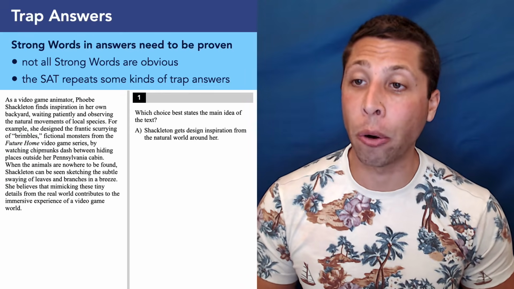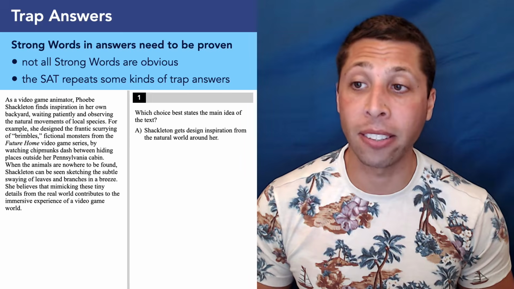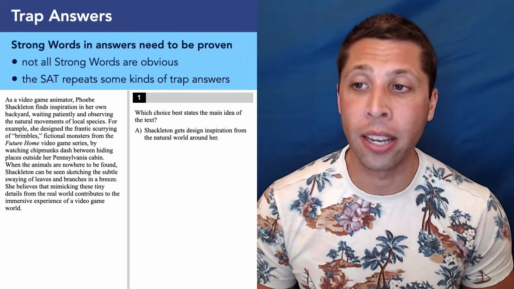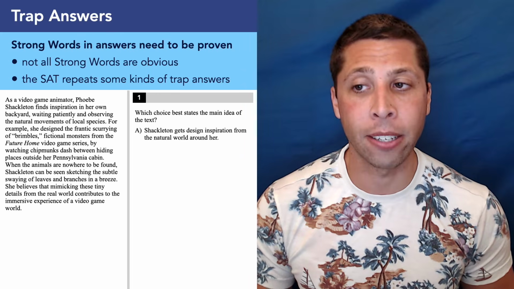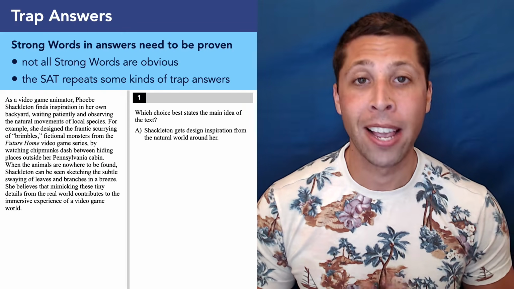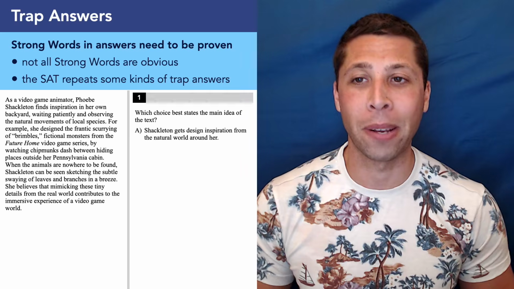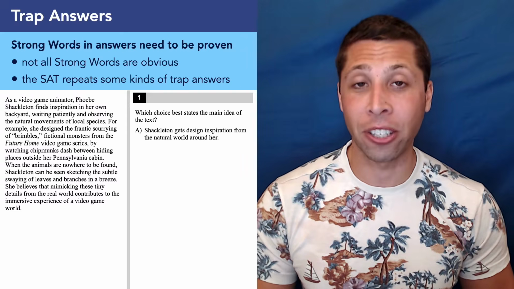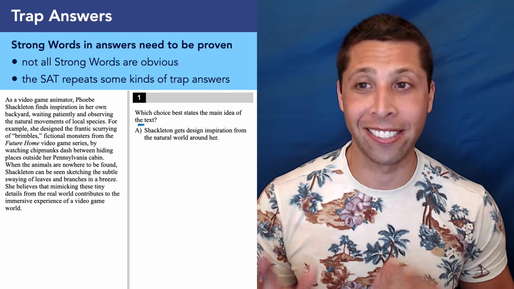When the animals are nowhere to be found, Shackleton can be seen sketching the subtle swaying of leaves and branches in a breeze. She believes that mimicking these tiny details from the real world contributes to the immersive experience of a video game world. And our question is pretty standard: which choice best states the main idea of the text? And I'm just going to tell you right away, choice A is the answer.